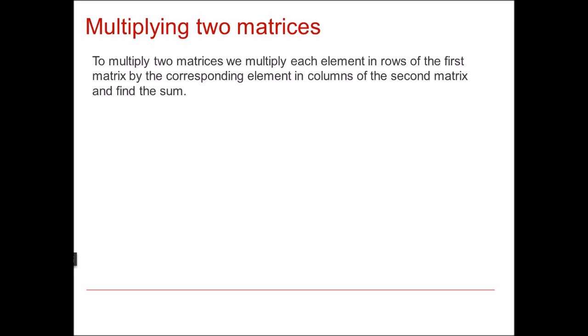When we're talking about multiplying two matrices together, what we have to do is to take the elements in the rows of the first matrix and multiply them by corresponding elements in the columns of the second matrix and then find the sum.